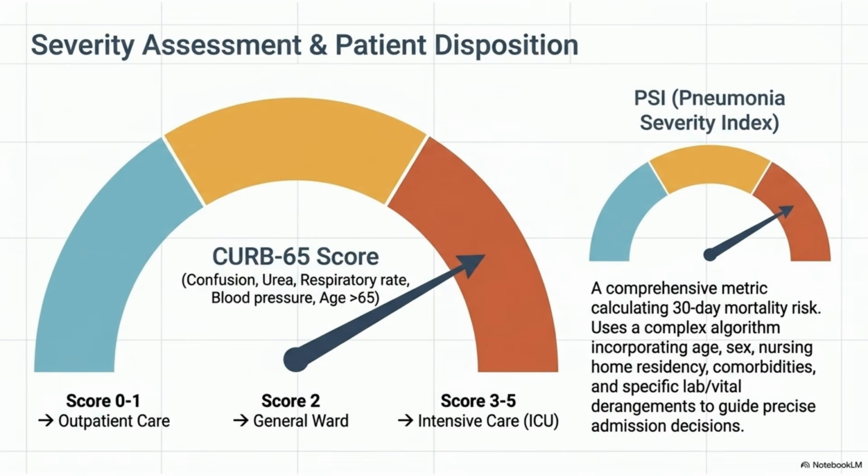Severity assessment determines the appropriate care setting. Tools like the CURB-65 score and the Pneumonia Severity Index help clinicians decide between outpatient, general ward, or ICU admission.